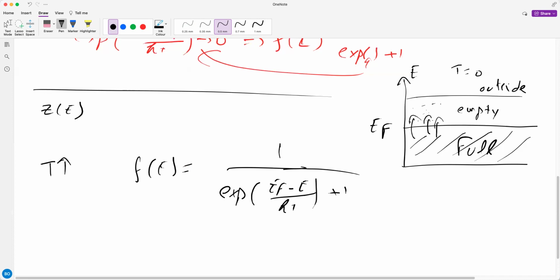Okay? So we will talk about this tomorrow, and then we will start calculating the total energy of the system and the total number of electrons, and we will compare it to experimental values. And we will also calculate the specific heat values and so on. Any question?